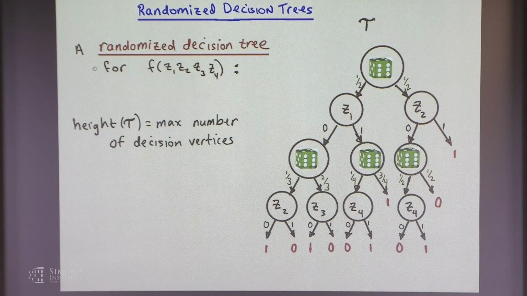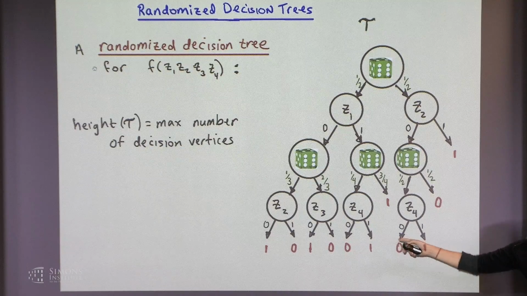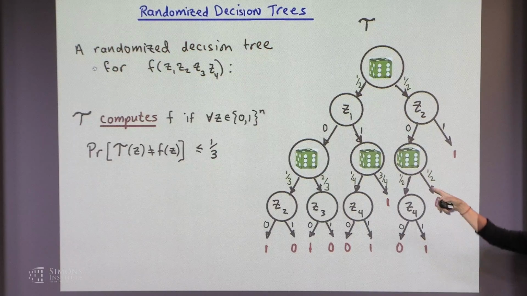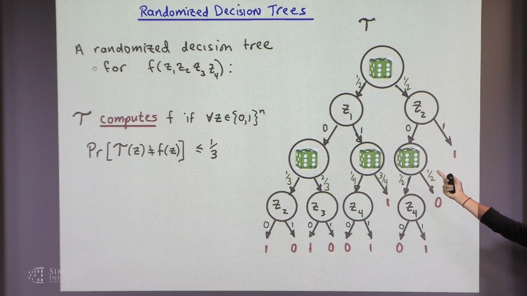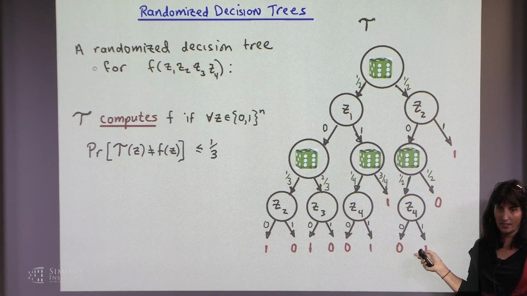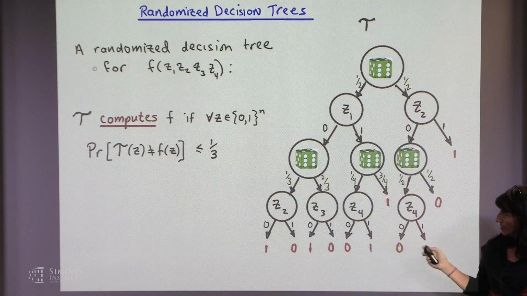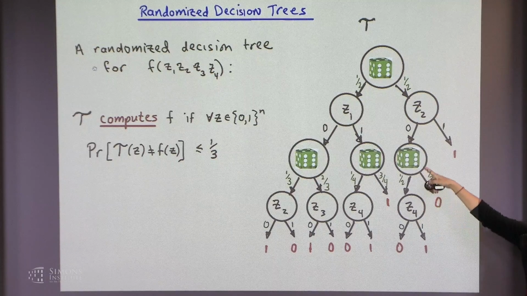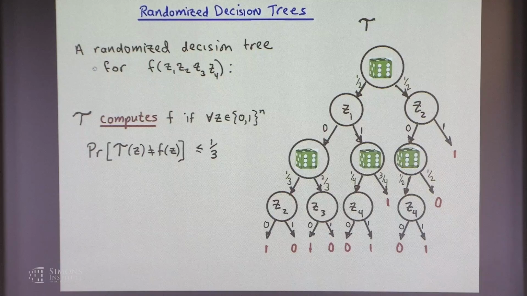Okay? And for every assignment to the z variables, this gives you a distribution on leaves of the tree, and the leaves are all labeled 0 or 1. You say that the tree computes f if for every z, the probability that you get the right answer over the distribution of the leaves induced by that value z is, say, at least 2/3. And the height or the complexity is you're just counting the query nodes, so you don't count these nodes. Okay.